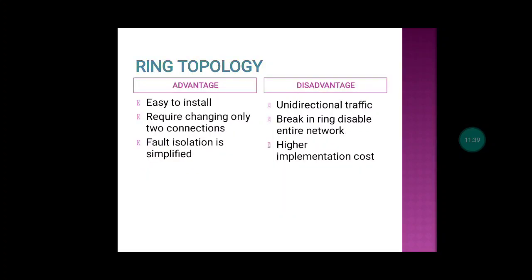The advantages and disadvantages are: easy to install, requires changing only 2 connections, because only the adjacent devices are affected, and fault isolation is simplified. Now, unidirectional traffic and a break in the ring disable the entire network. If any sort of failure happens in the ring, then the entire system will have to face the impact, and a higher implementation cost will be there.